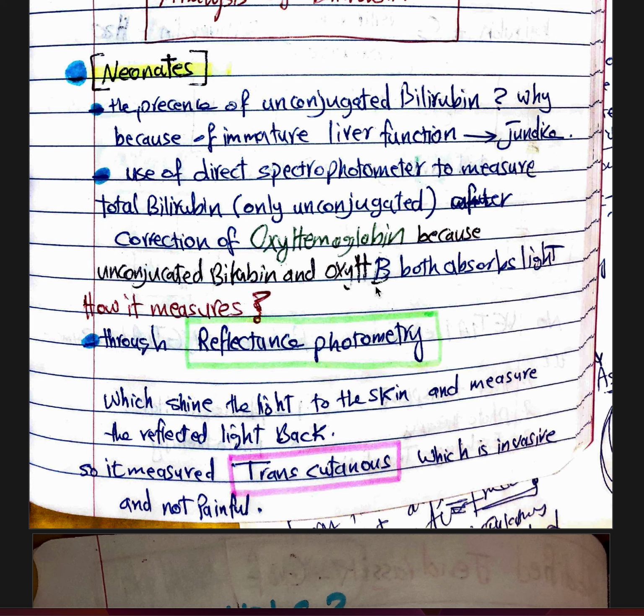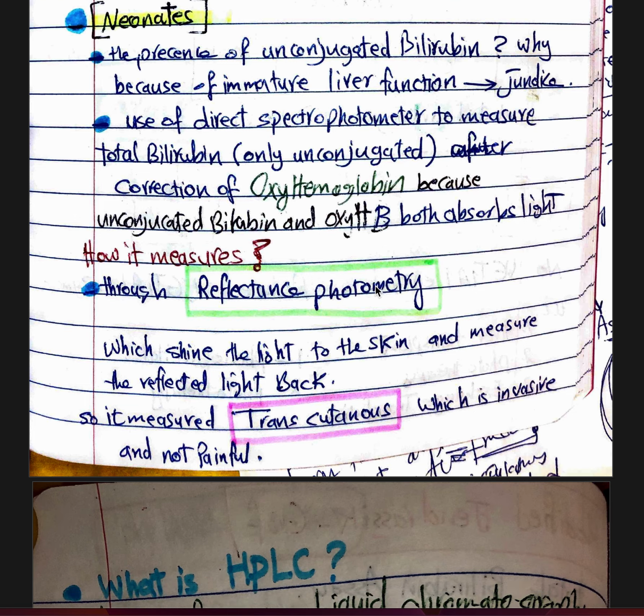And there is something called reflectance photometry. That's what we use here, which shines light on the skin and measures the reflected light back. It is a transcutaneous method, which is non-invasive and not painful. We are looking for a way to measure the light without causing anything to the neonates. Maybe the mother or the family do not want all the pinches and such for the neonates, so we measure it by reflectance photometry. We expose the skin of the neonate to light, some light is reflected, and we measure this reflected light, so it is non-invasive, transcutaneous, and not painful.